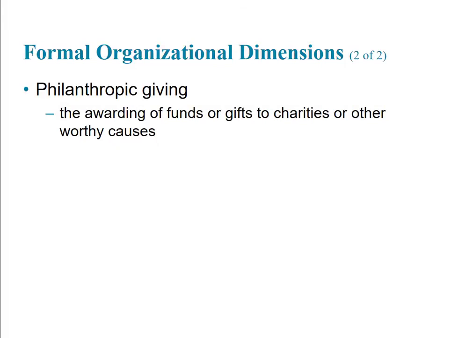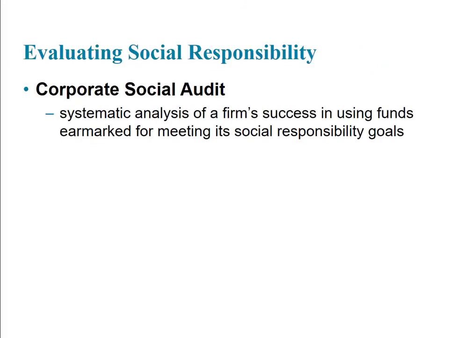Now, besides legal compliance, ethical compliance, and philanthropic giving, as all three of those are formal organizational dimensions, we also have informal organizational dimensions we should talk about as well. One of those will be organizational leadership and culture. These can go a long way towards defining the social responsibility stance that an organization as well as the members of that organization will adopt. Ethical leadership often sets the tone for the entire organization.